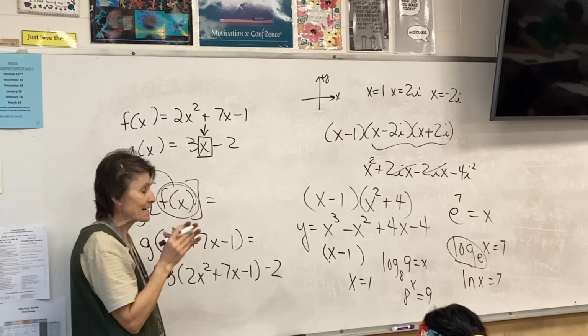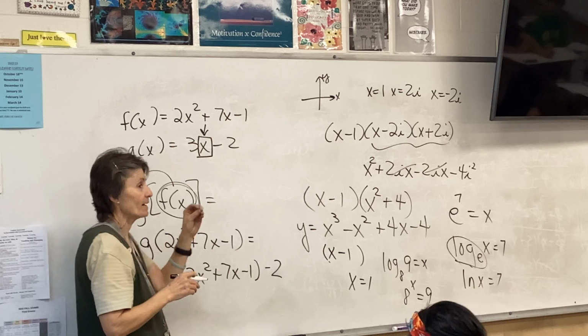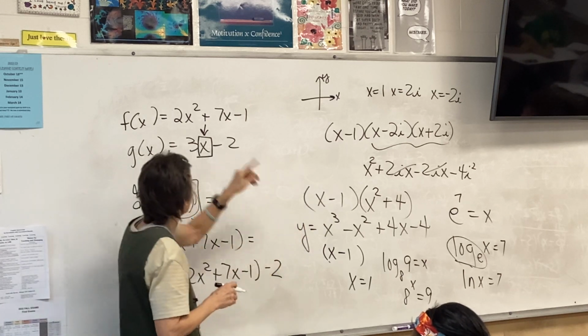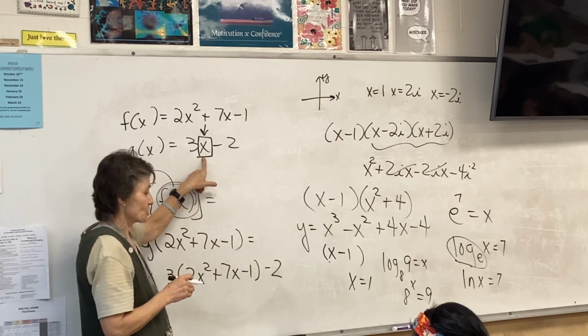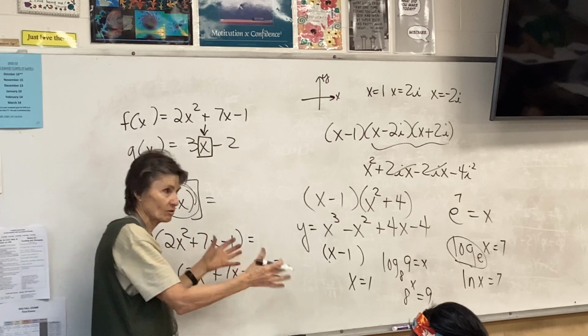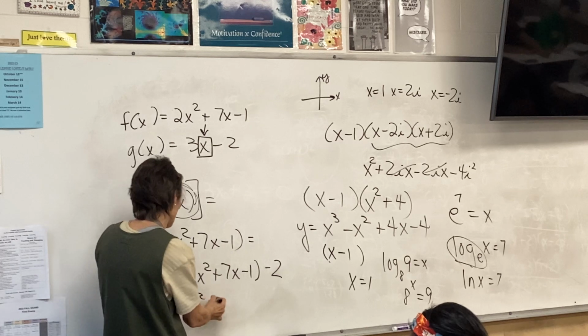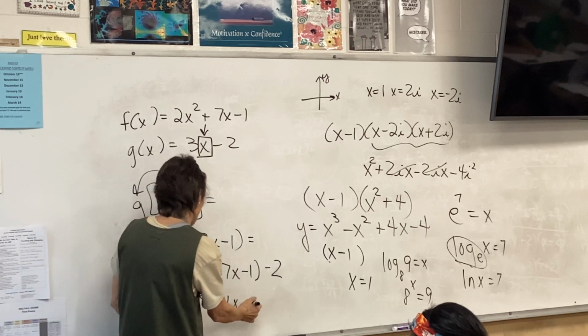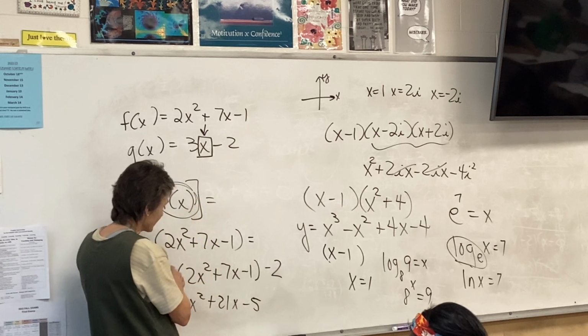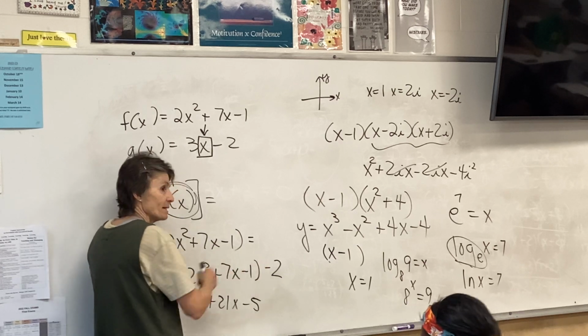Don't get psyched out because it's big. If I said find g of 2, what did you plug in? So when I say find g of anything, you just plug that in. So you got 6x squared plus 21x. I'm just going to say minus 5 because that's going to give me a minus 3 and then a minus 2.